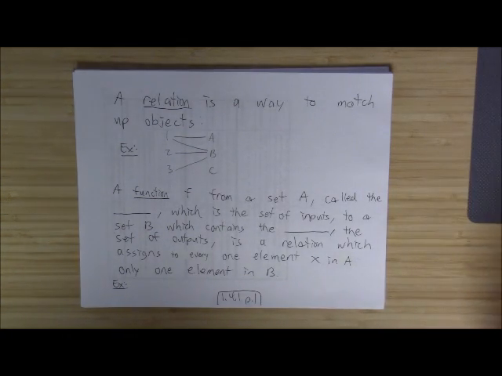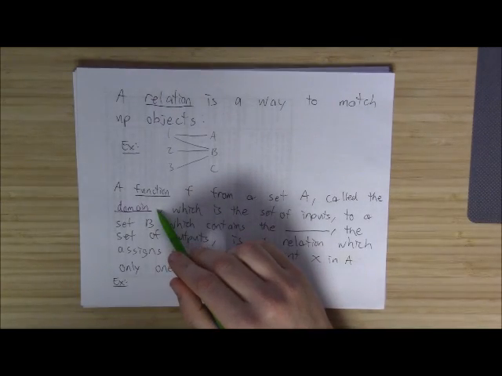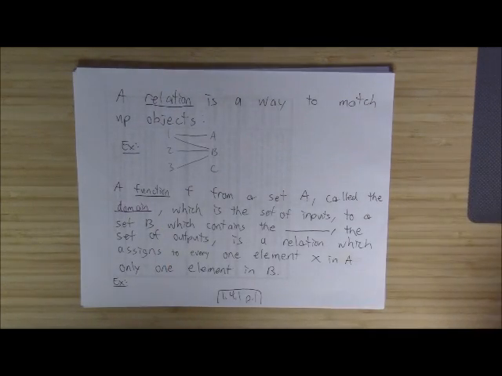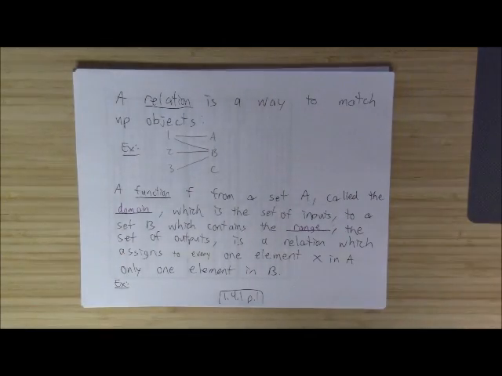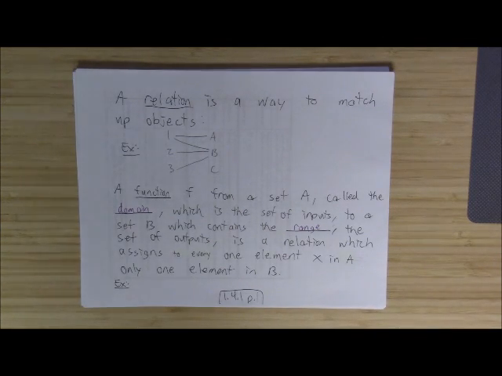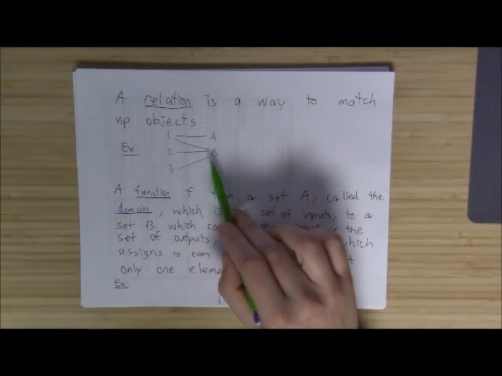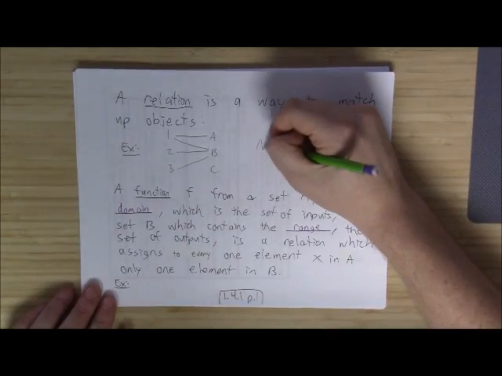Okay? With that said, a function f from a set A called the domain, which is the set of inputs, to a set B, which contains the range, which is the set of outputs, is a relation which assigns to every one element x in A only one element in B. Now, the top up here would not be a function.